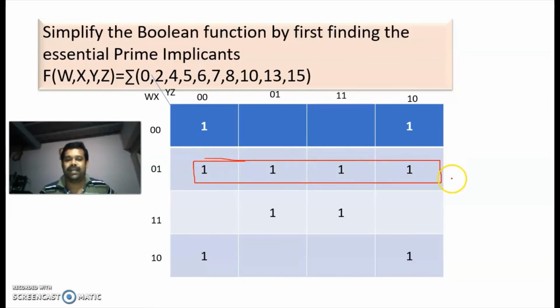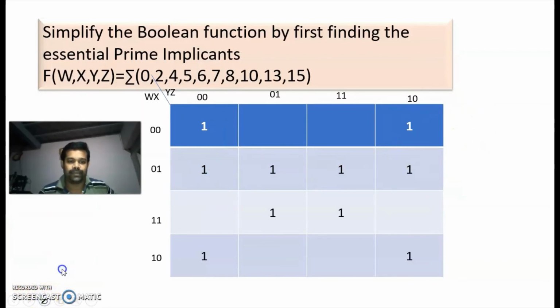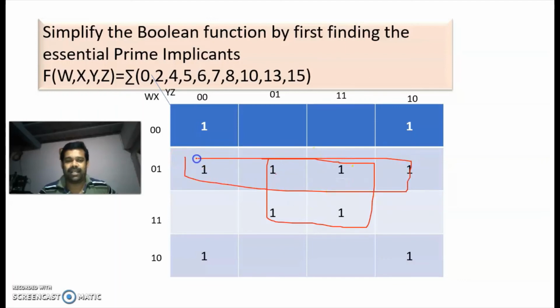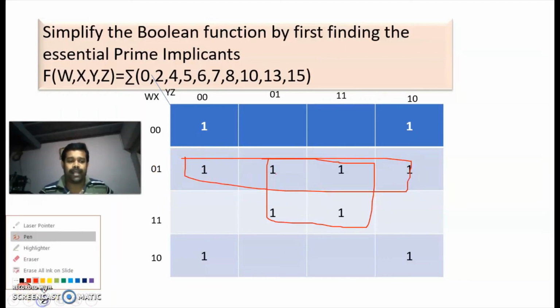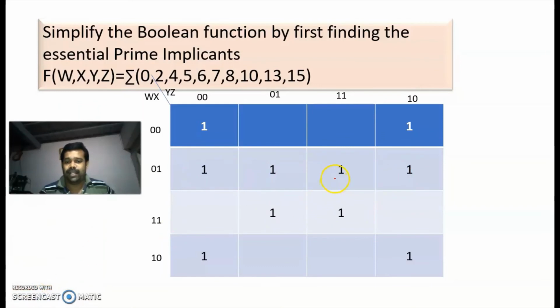This way or this way, so it is not an essential prime implicant. Then this one can be grouped this way or this way, so it is also not an essential prime implicant. This one also, this 4 and this 4, it's not an essential prime implicant. This one, either we can group here or here, so it is not an essential prime implicant.